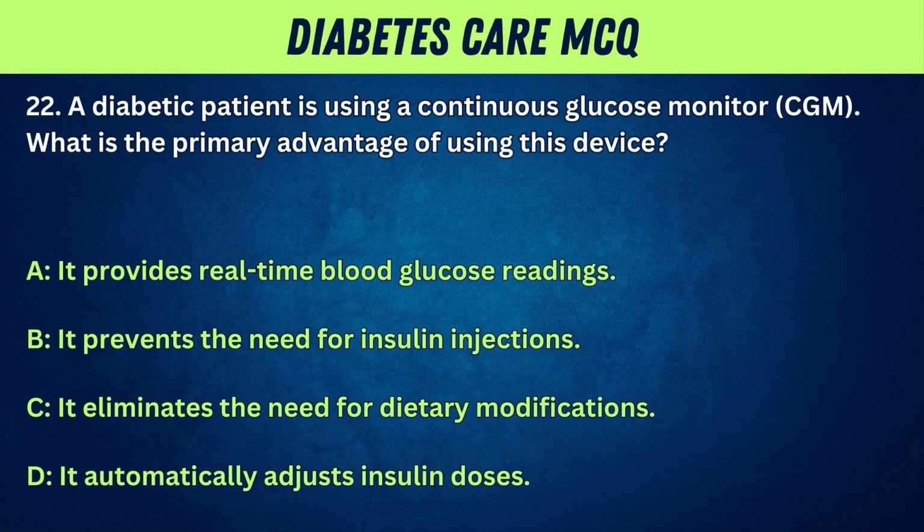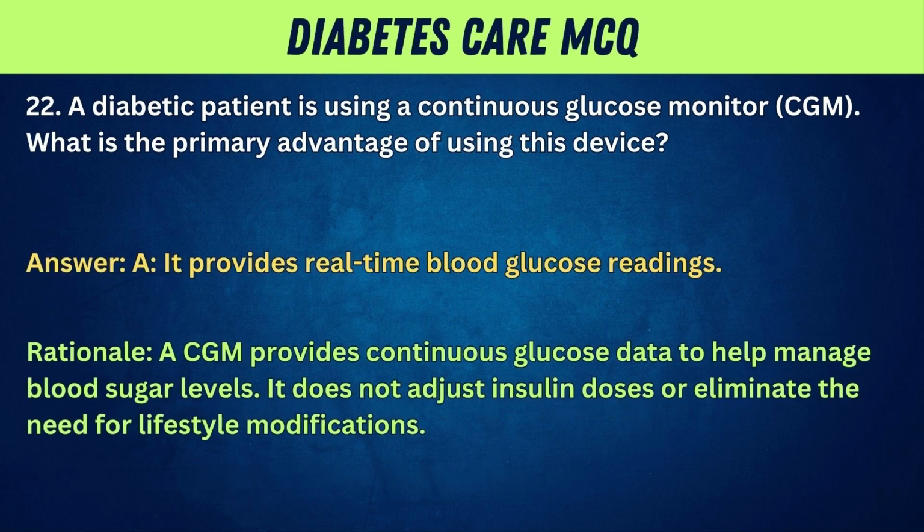22. A diabetic patient is using a continuous glucose monitor, CGM. What is the primary advantage of using this device? A. It provides real-time blood glucose readings. B. It prevents the need for insulin injections. C. It eliminates the need for dietary modifications. D. It automatically adjusts insulin doses. Answer: A. It provides real-time blood glucose readings.